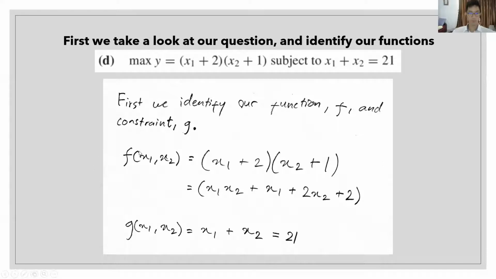So I put here function f(x1, x2) is (x1 + 2)(x2 + 1). And then I straight away multiply them together to make this long function, x1x2 + x1 + 2x2 + 2. And then the constraint, which is g here, I put as x1 + x2 equals 21.